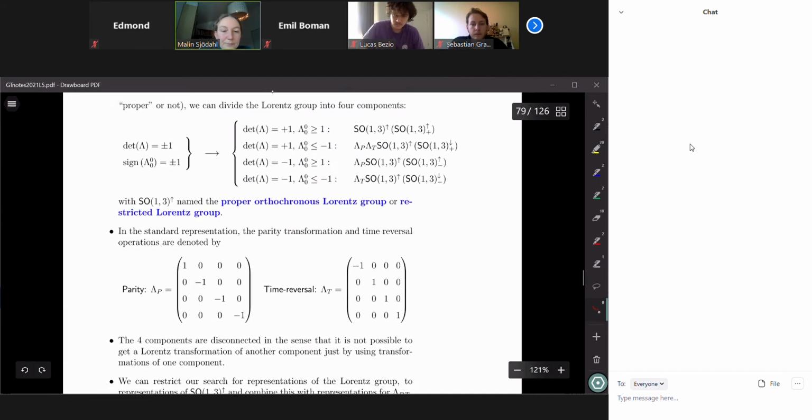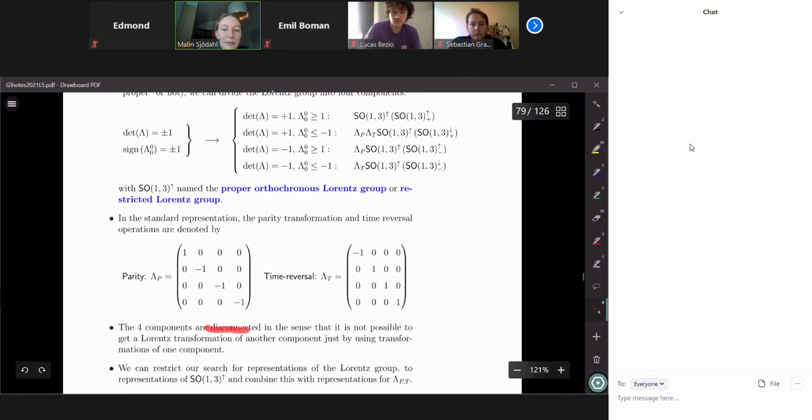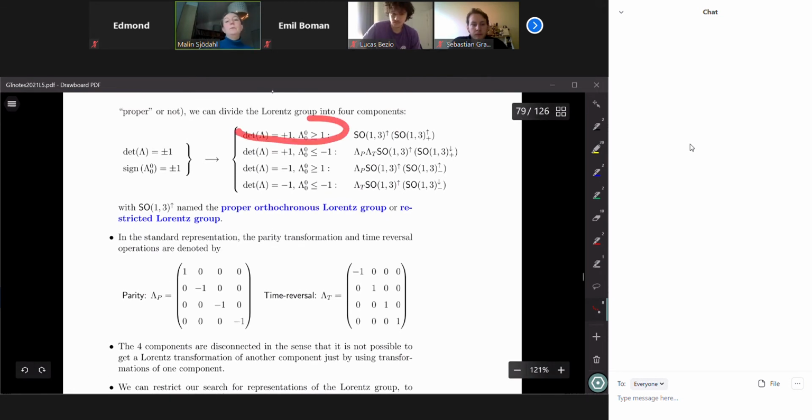And I should say that these 4 components are disconnected in the sense that you cannot take a Lorentz transformation to move between them. So I should be more precise. You cannot take the Lorentz transformation in one of the components to move to the other components. You have to involve parity and time reversal, which are also part of the Lorentz group actually. So that is part of O(1,3), but it's not part of SO(1,3). Okay.